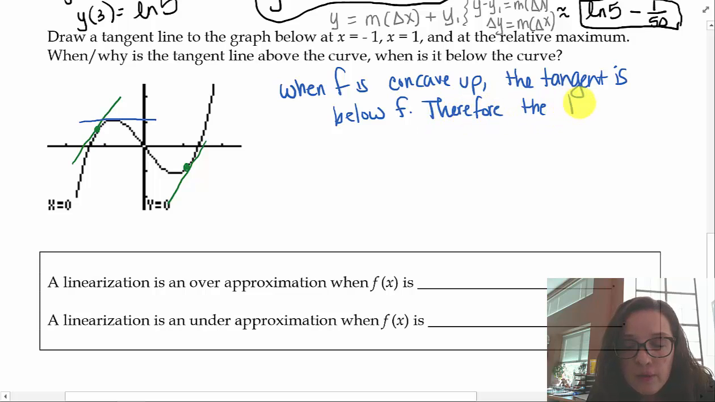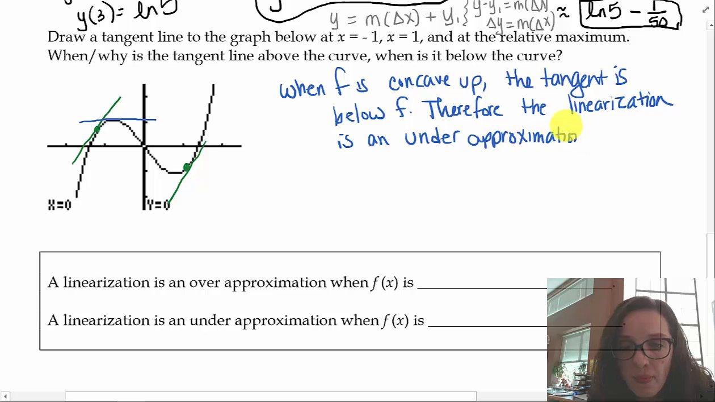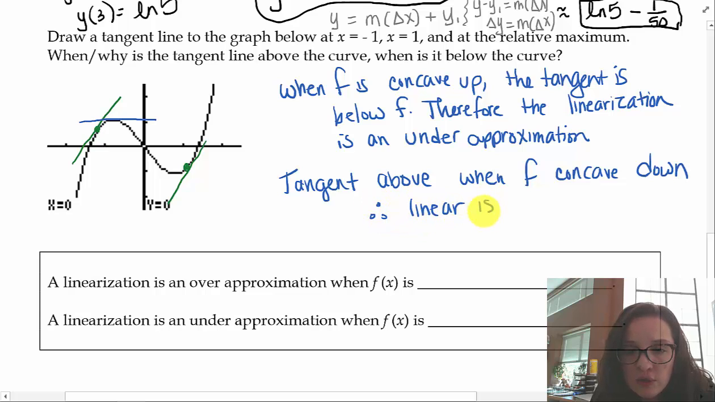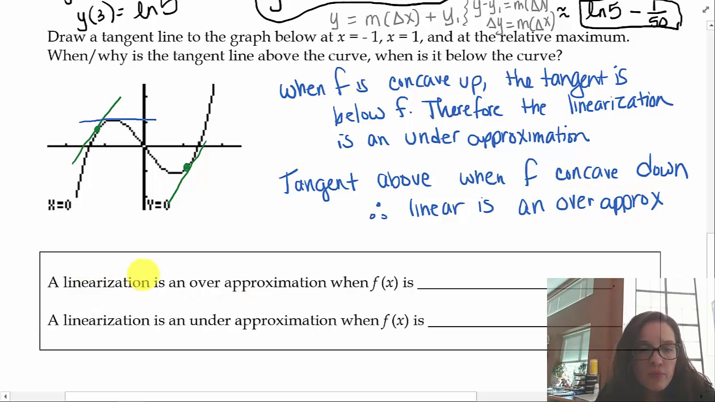Therefore, the linearization is an under approximation. Then the tangent is above when f is concave down. Therefore, the linearization is an over approximation. So a linear approximation is an over approximation when f of x is concave down, and an under approximation when it's concave up.